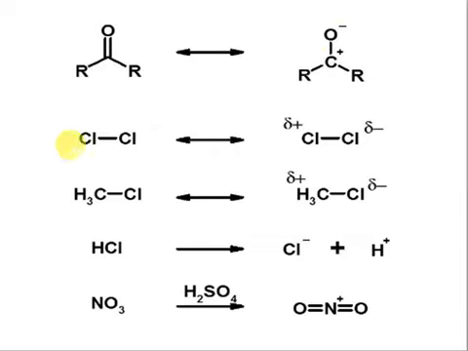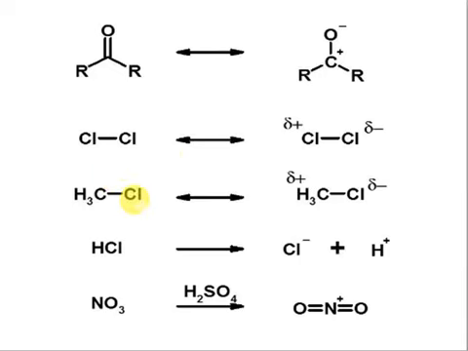Now we have a chlorine molecule here. If you consider the London dispersion forces, or van der Waals forces, because of the instantaneous dipole, one chlorine becomes partially positive while the other chlorine becomes partially negative. So this chlorine, which is partially positive at this instant, will act as an electrophile. Because of the partial positive charge, the chlorine is acting as an electrophile.